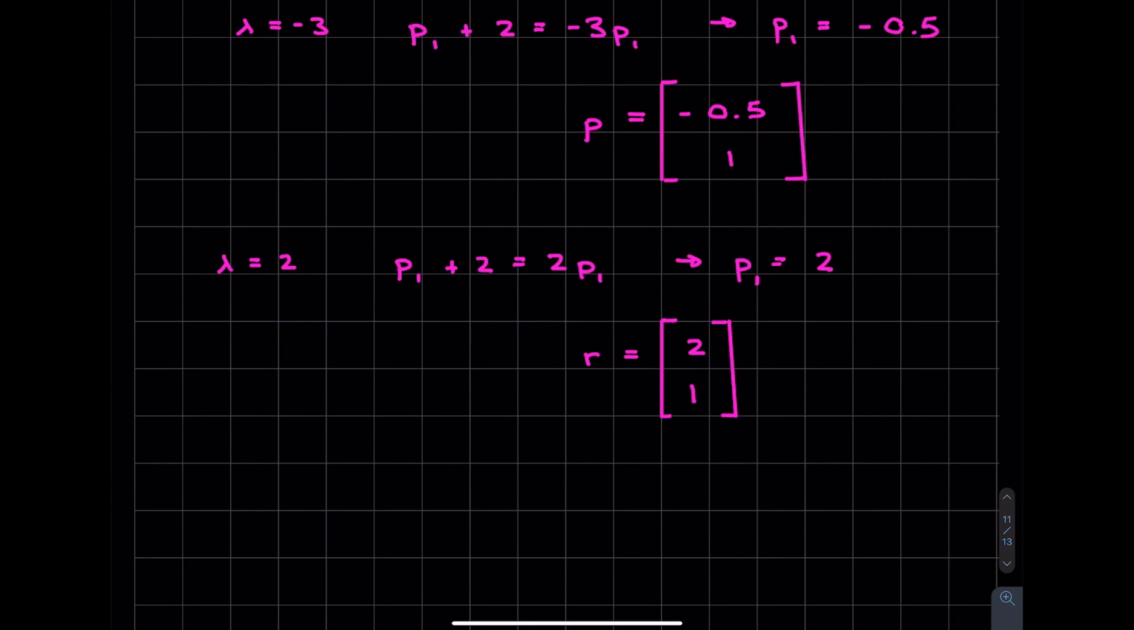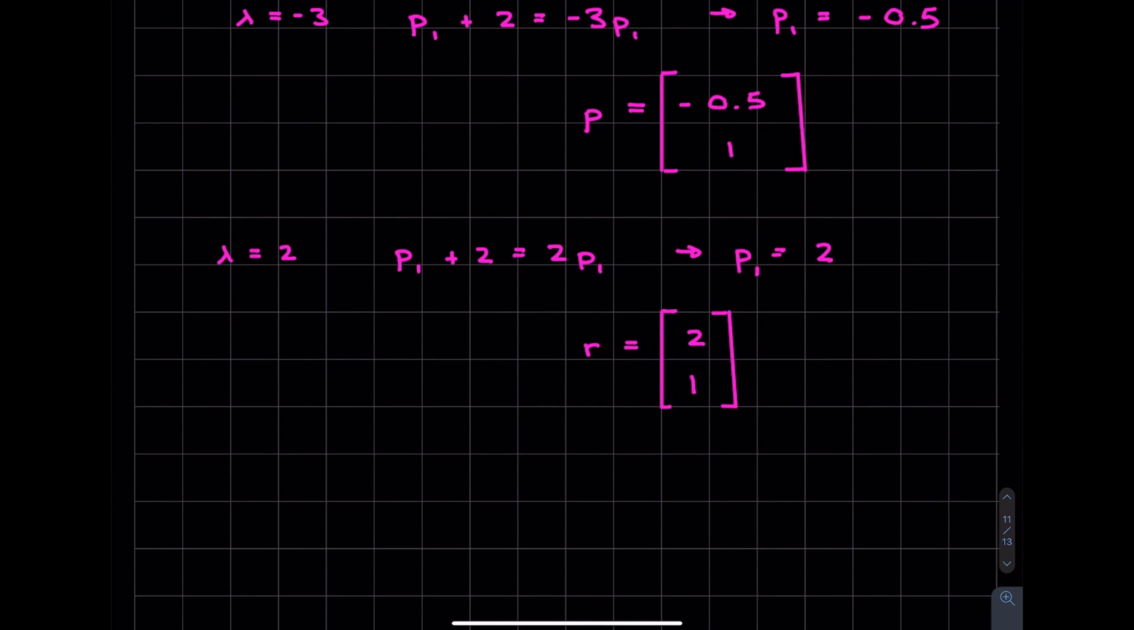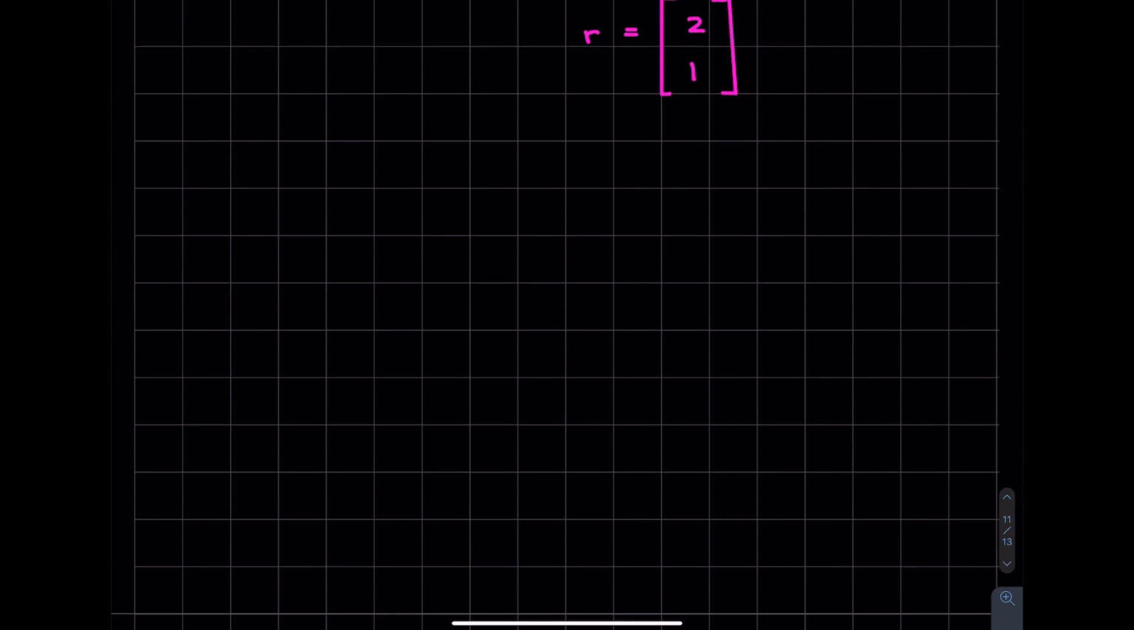However, if you guys want them normalized, just to check your answers, I will give them to you normalized. So what I get once I normalize them, which again, you guys know how to normalize things, it's nothing really special. I get P is equal to negative 0.447 and 0.894.